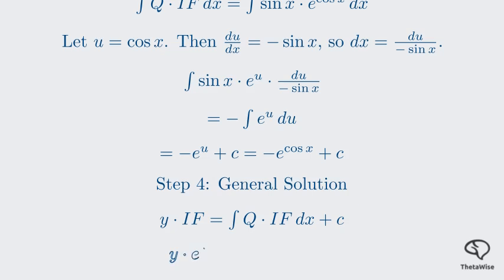Substituting the integrating factor e to the cosine x and our integral, we get y times e to the cosine x equals negative e to the cosine x plus c. And there is the general solution for example 4.6. This example was a great reminder that not all integrating factors will simplify further, and that u substitution is a valuable tool for solving the final integral.